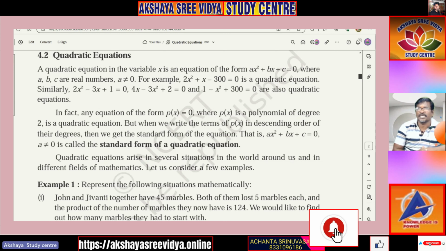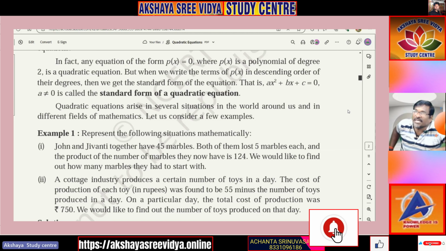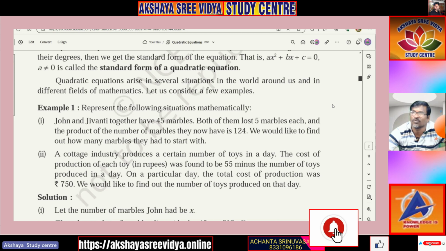Quadratic equations arise in several situations in the world around us and in different fields of mathematics. Let us consider a few examples. First, represent the following situation mathematically. John and Jayanti together have 45 marbles. Both of them lost 5 marbles each, and the product of the number of marbles they now have is 124. We would like to find out how many marbles they had to start with.